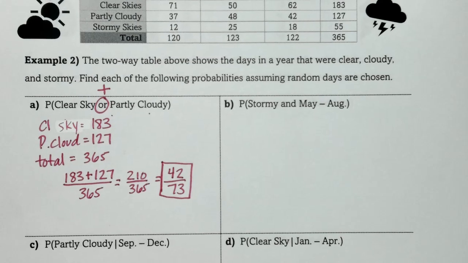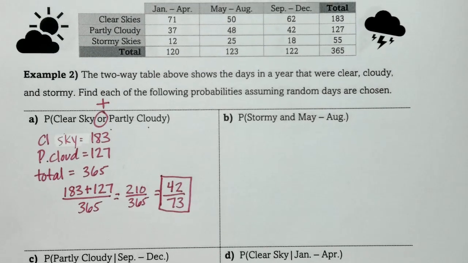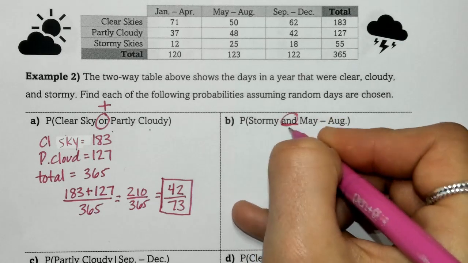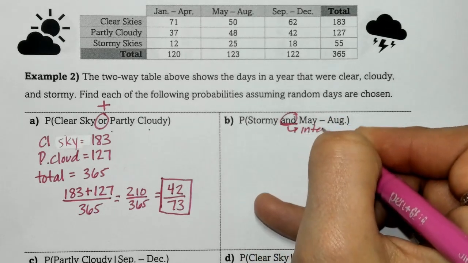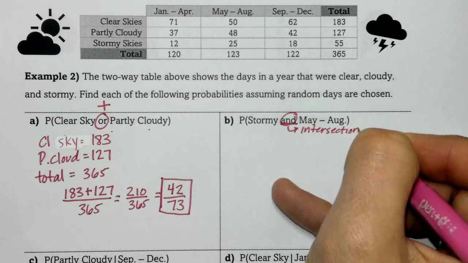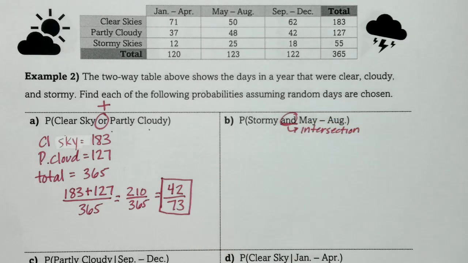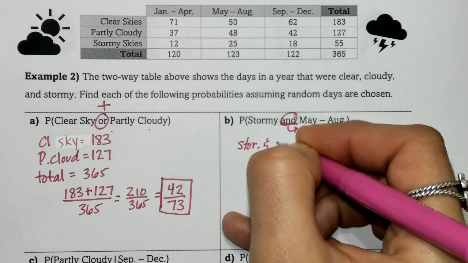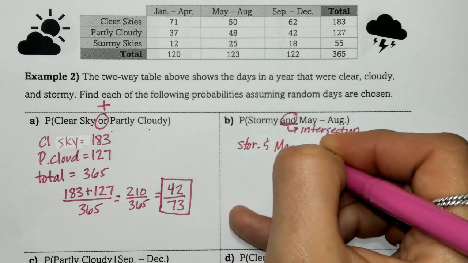Now, the next one says probability of stormy, and it's May through August. So that word "and" is telling us we want the intersection. So we're not adding here. All we're doing is taking the intersection where stormy and May through August meet. So here we want stormy and May through August.